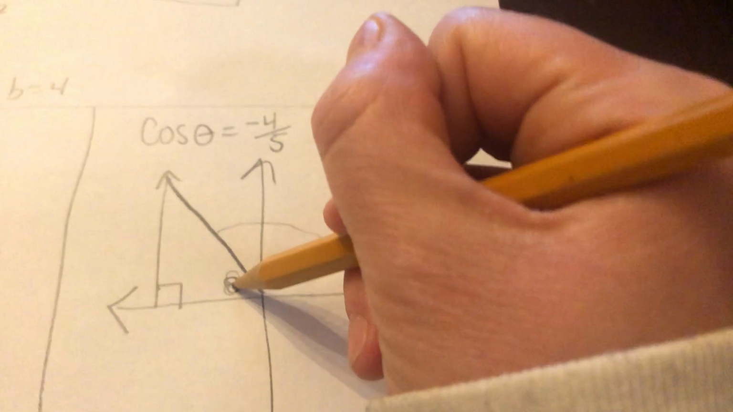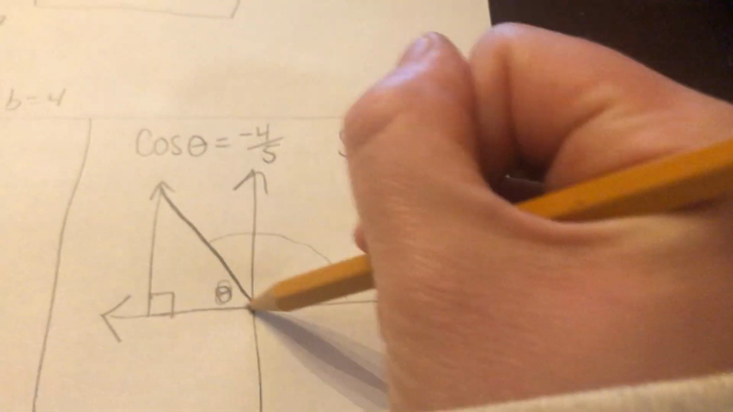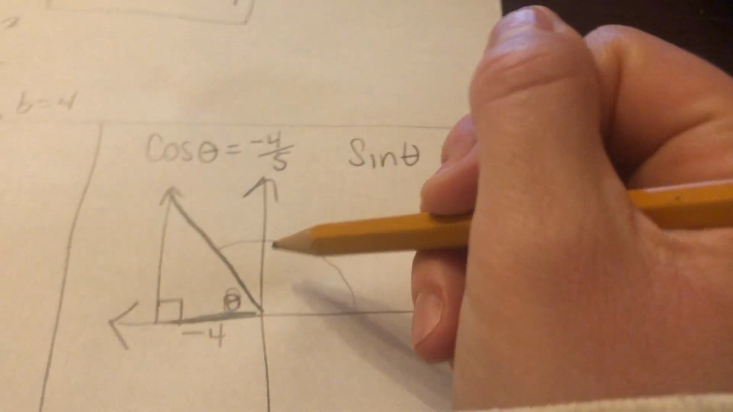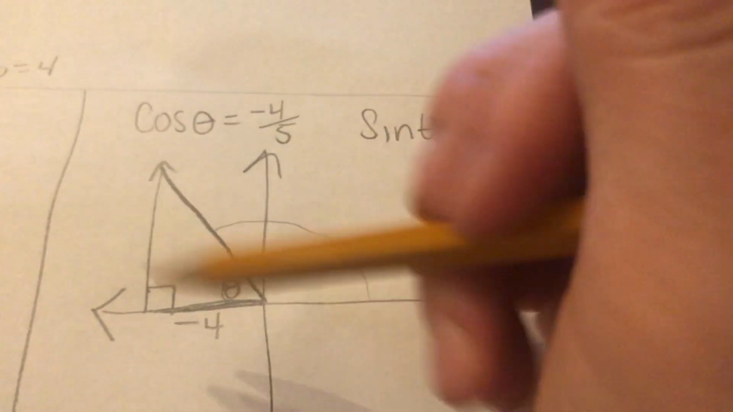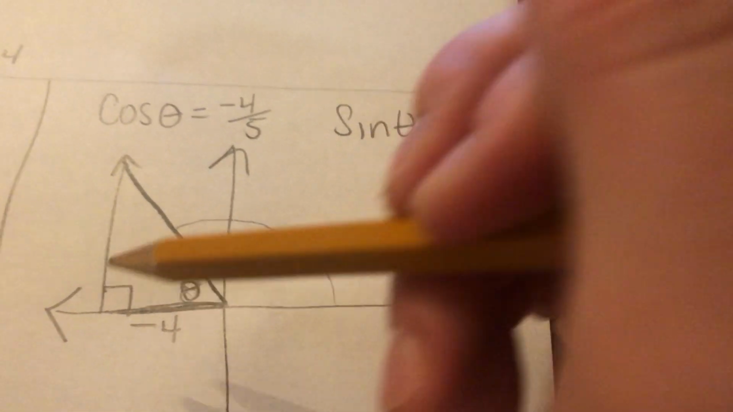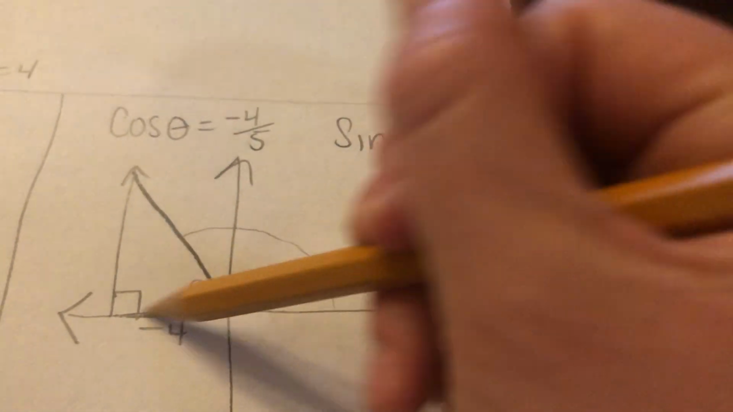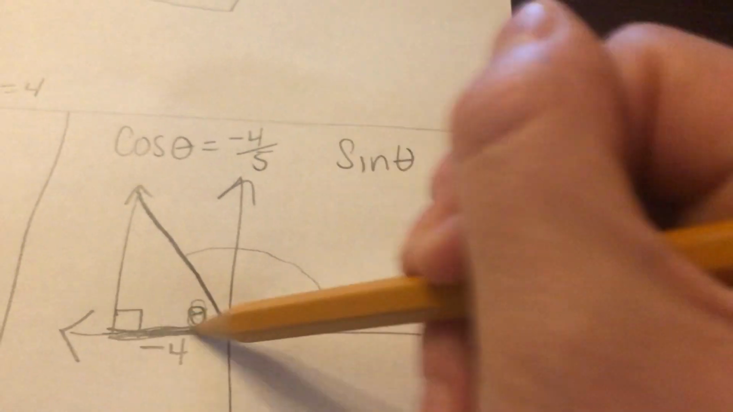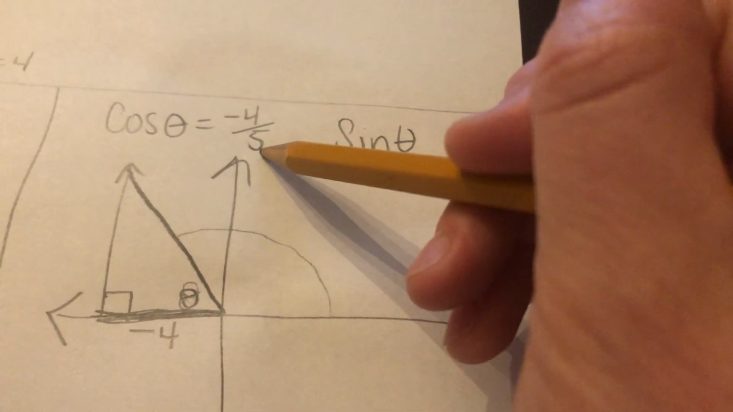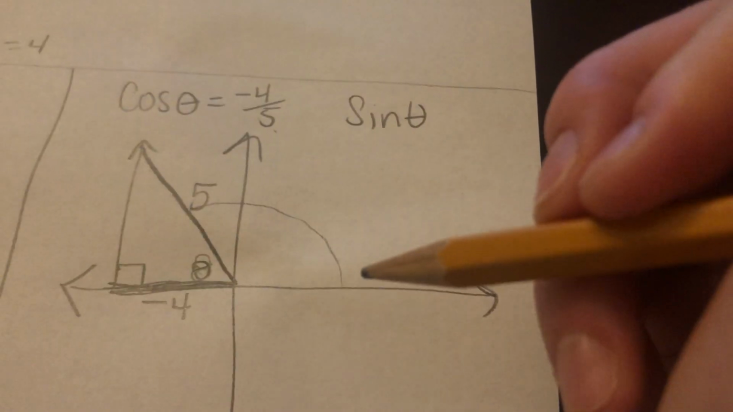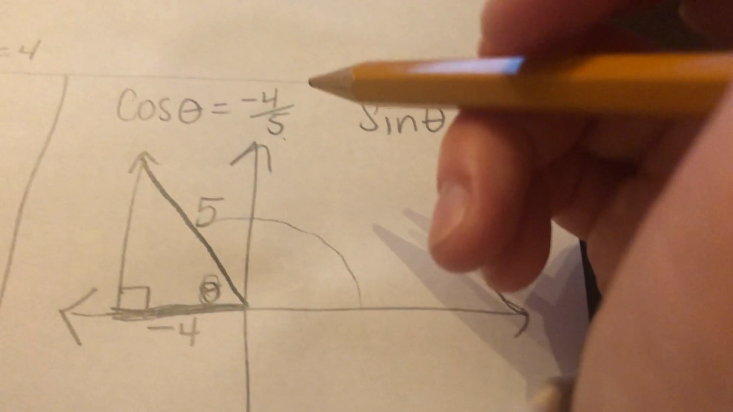So my cosine is adjacent over hypotenuse, and adjacent is here: -4. That makes sense. When you're talking about distance, you're always talking about positive, but if you're referring to inside the coordinate plane, you're going to determine that this is going in the negative direction. And the hypotenuse is 5. This one is always going to be positive, because it's a distance.